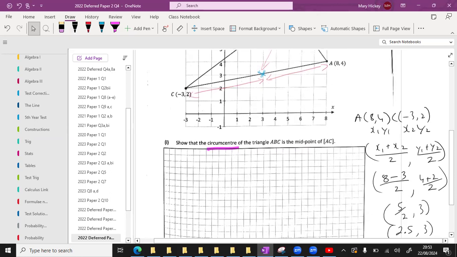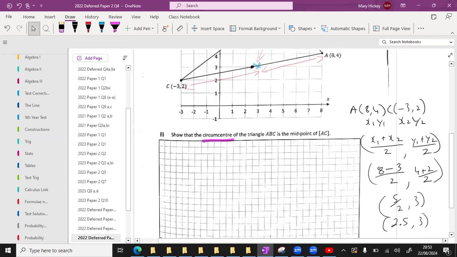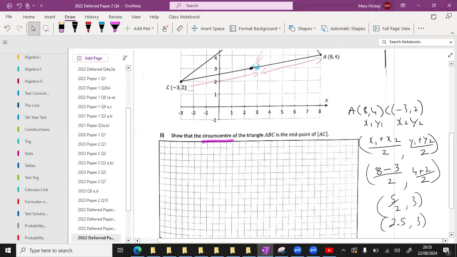Now, in my diagram, I kind of had a stab at it. I was a little bit off. So there is where it actually is. So what I'm going to do now is get the distance from (2.5, 3) to either A or C. So I might just do A, I guess, seeing as there's no negatives.